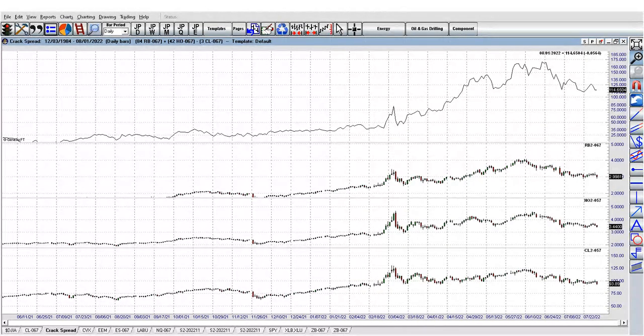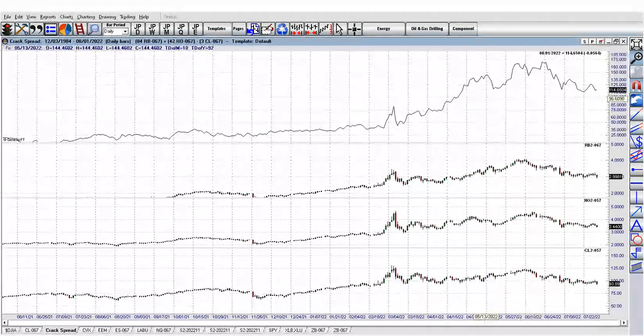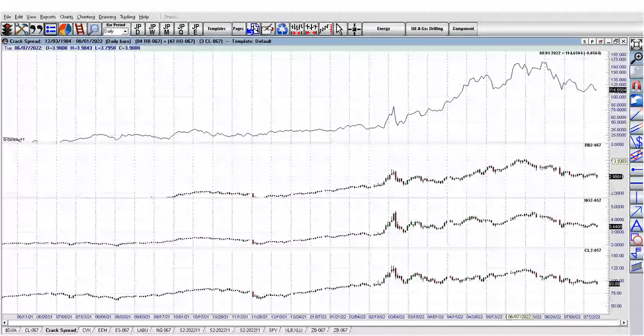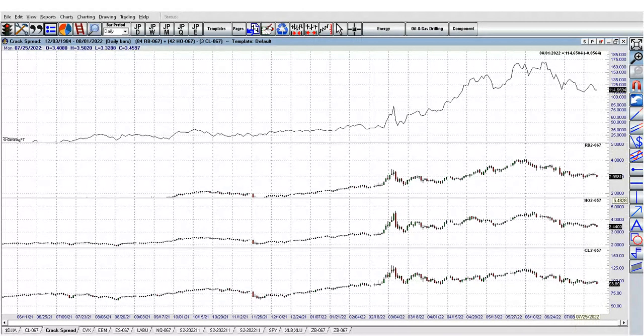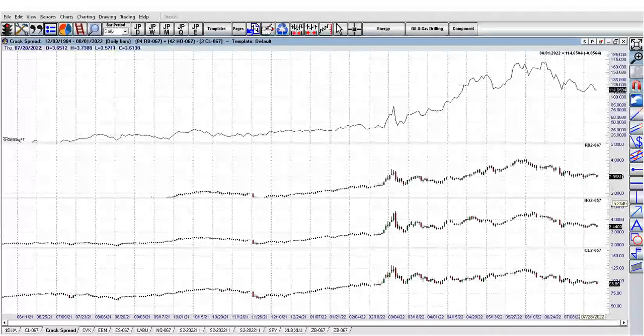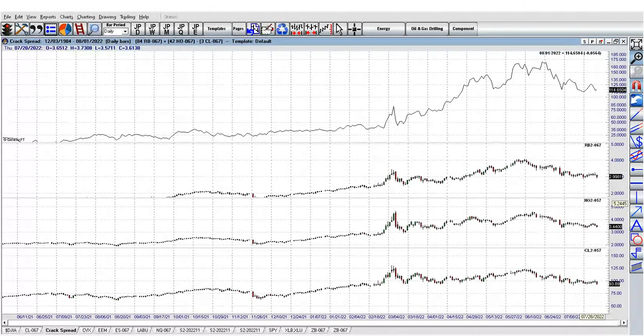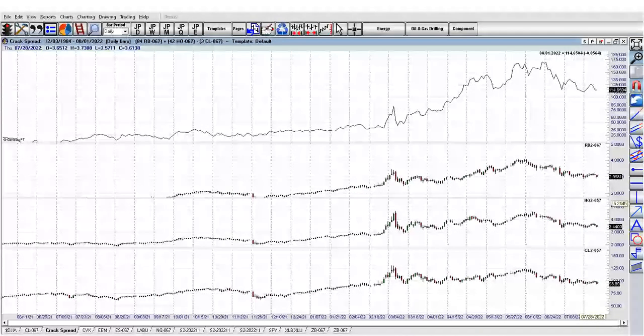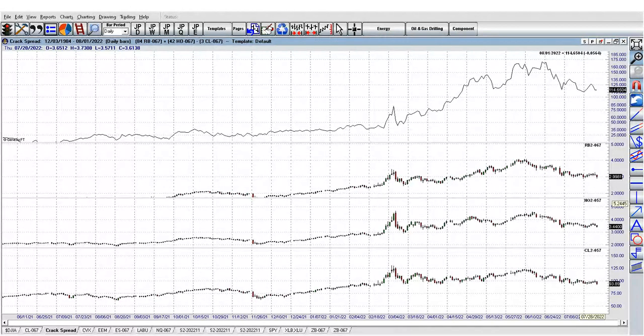But what does a crack spread do? If the spread widens, it shows there's better performance in the byproducts, reformulated blend gasoline combined with heating oil, which is a derivative product of, let's say, aka diesel fuel. Yes, we don't use heating oil in the summer for the most part, but we do use diesel fuel. Heating oil is a very similar product to diesel.